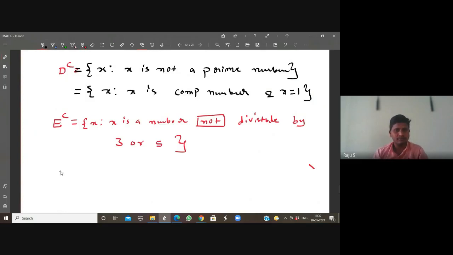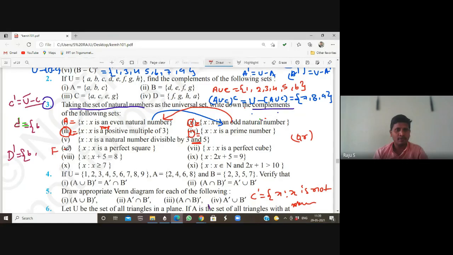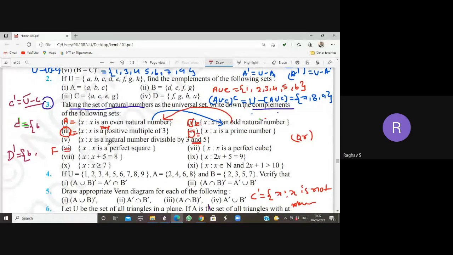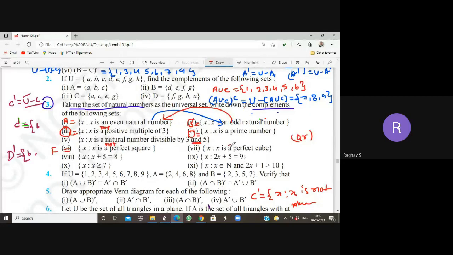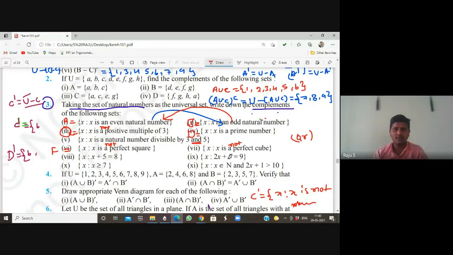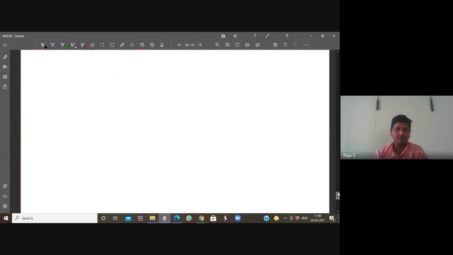Next, F complement. We take the next one as F. What about not a perfect square, sir? Simply, you can insert 'not'. Same thing for the next one also, sir. Not a perfect cube. Right. This is the complement. Then what about the eighth? X equal to 3, X belongs to natural numbers, X not equal to 3. That is very important, right?